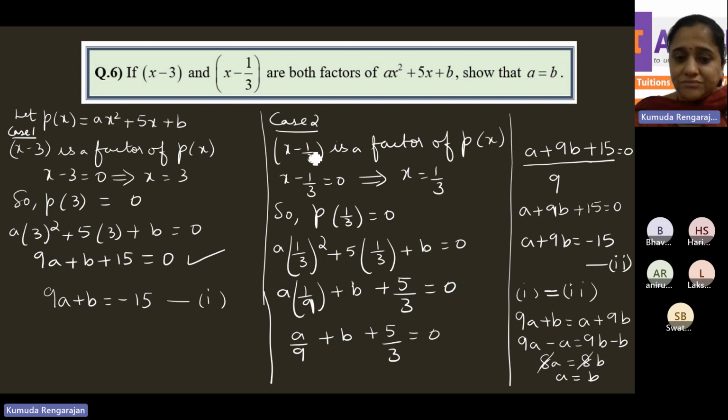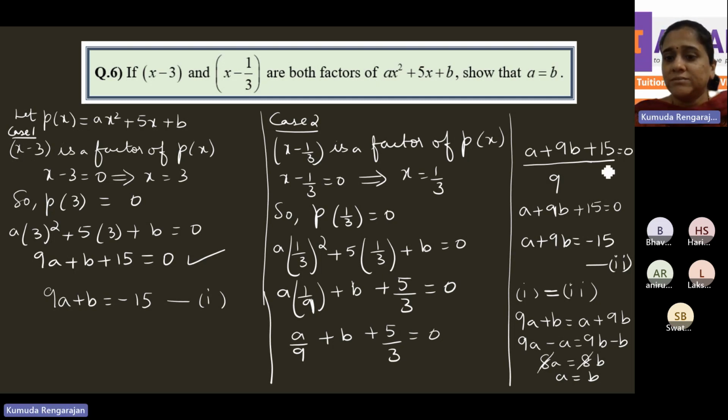Okay, then case 2. P of 1 by 3 is 0, and then wherever in P of x there is x, we use 1 by 3. So 1 by 3, the whole square is 1 by 9. So it becomes a by 9 plus b plus 5 by 3. 5 into 1 by 3 is 5 by 3, is equal to 0. I've just arranged a, b, and then the constant I've written. Then LCM now. 9 is the common denominator.